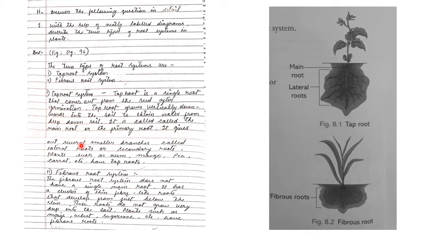It gives out several smaller branches called lateral roots or secondary roots. Plants such as neem, mango, pea, carrot, etc. have taproot. So this is the taproot.